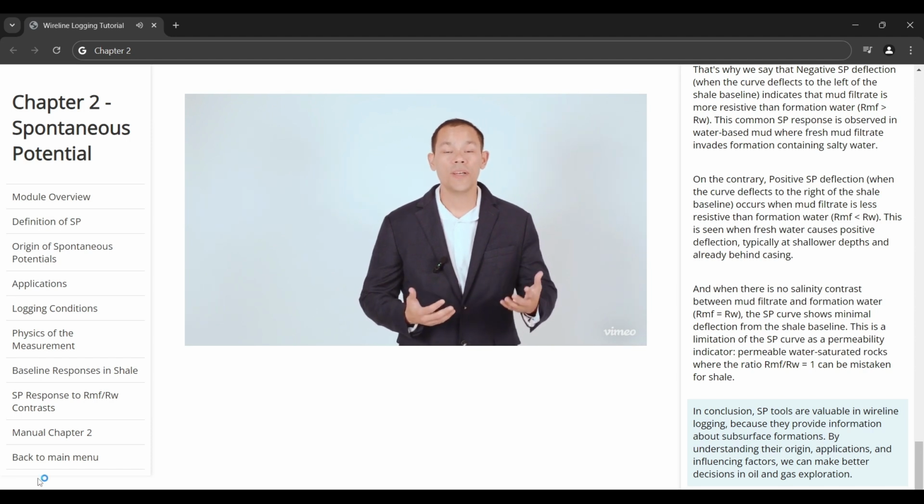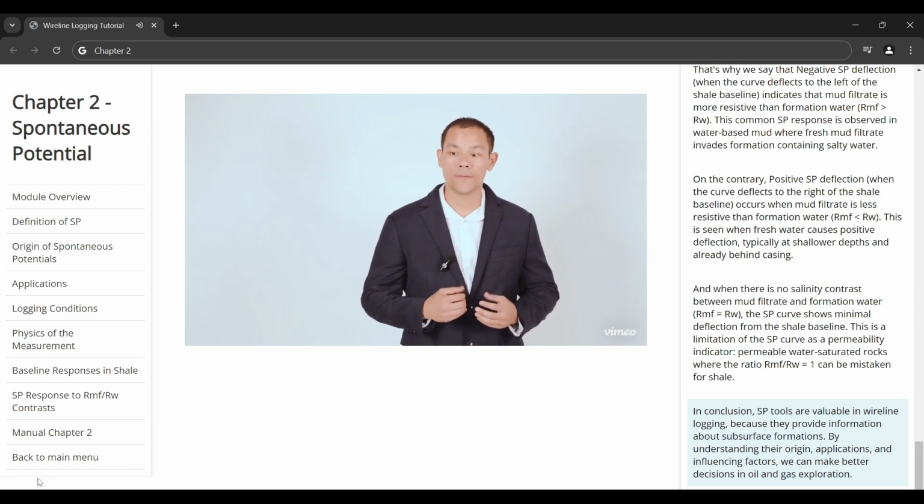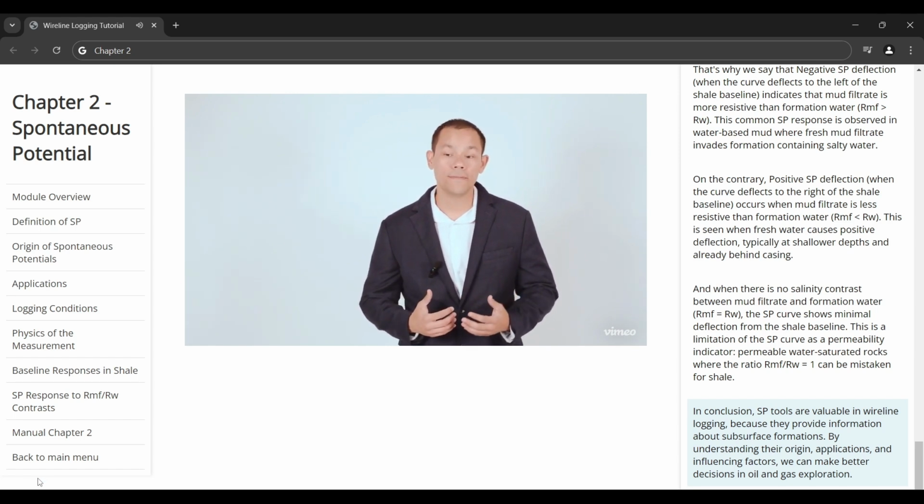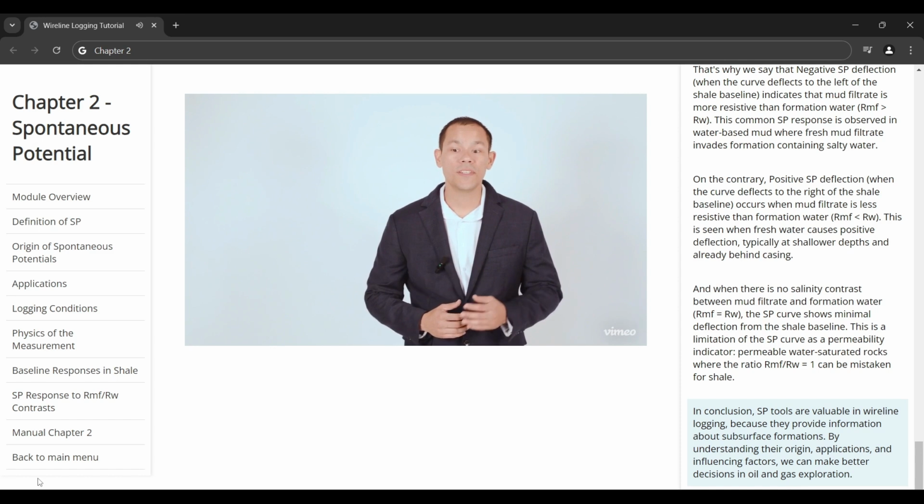In conclusion, SP tools are valuable in wireline logging because they provide information about subsurface formations. By understanding their origin, applications, and influencing factors, we can make better decisions in oil and gas exploration. Thank you.